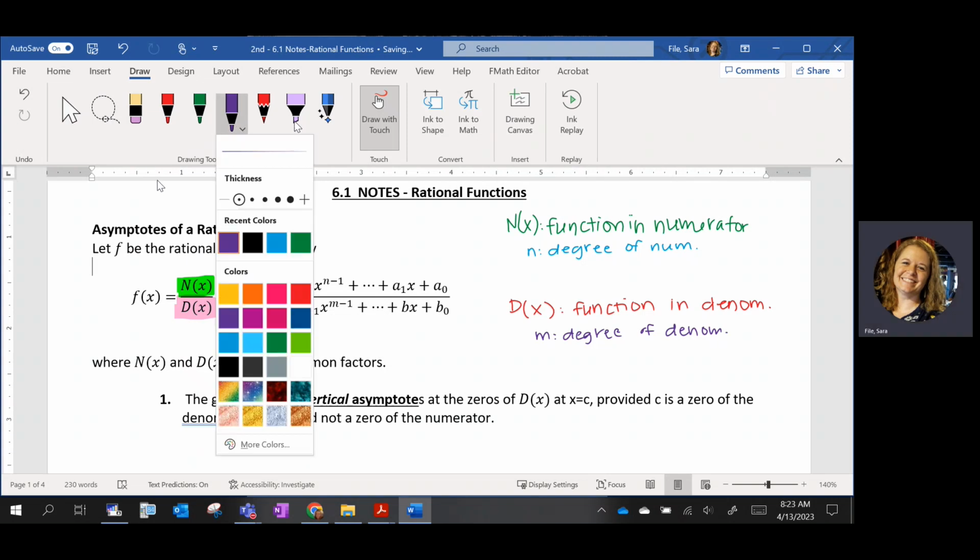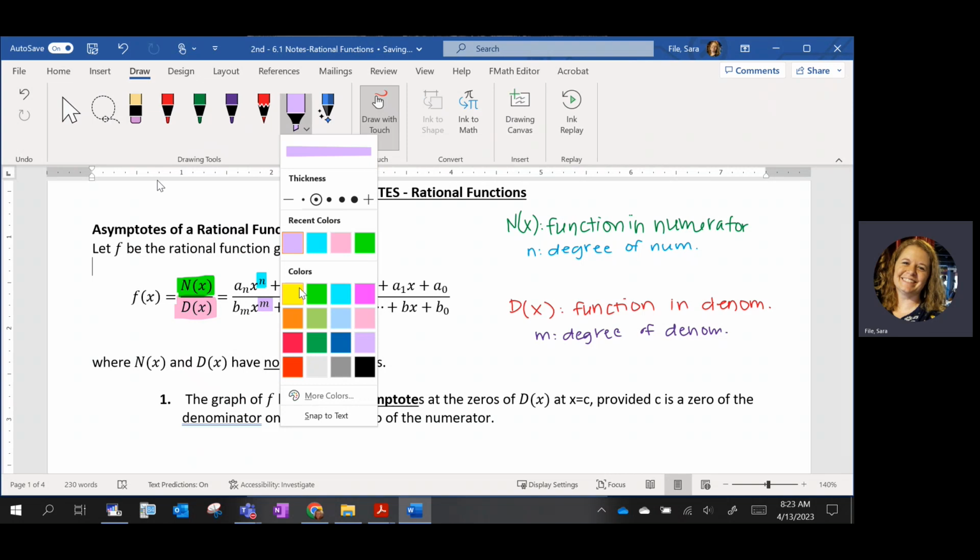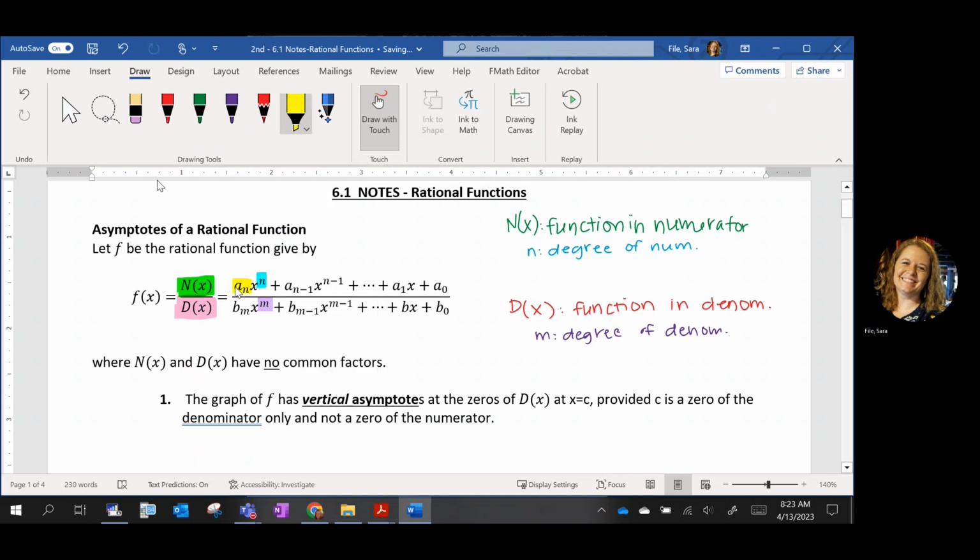Okay, and then the coefficient, same thing. We're going to have a coefficient, A is going to be the coefficient in the numerator.